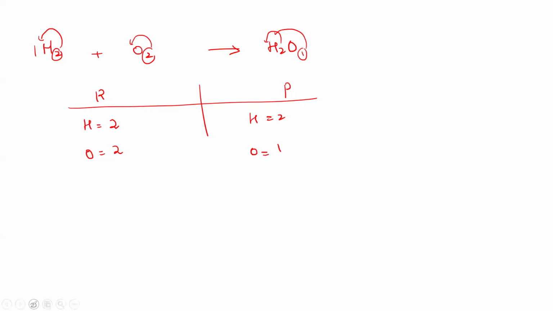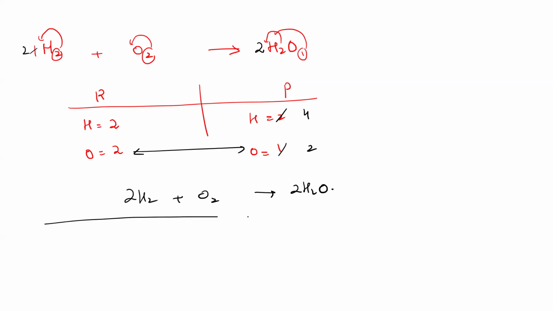So we have to come up with a strategy for balancing this out. So let's write 2 here. But once you write 2 here, hydrogen becomes 4, oxygen becomes 2. So here, now oxygen is balanced, but not hydrogen. So we have to add 2 here. So the final answer should be 2H2 plus O2 produces 2H2O, right? Let's try this one.